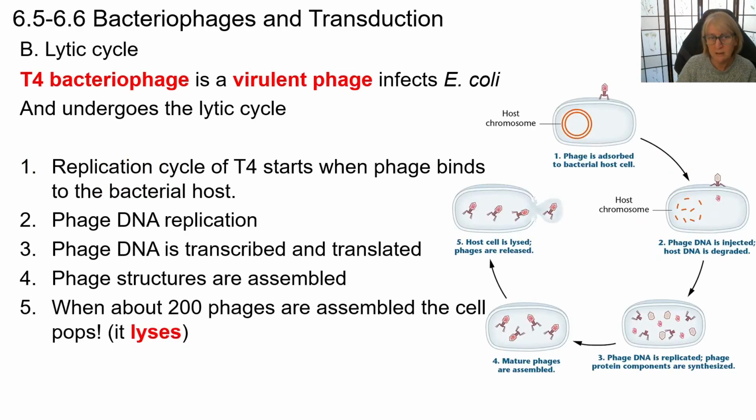The T4 bacteriophage is what's called virulent. It infects the E. coli, it undergoes the lytic cycle, and it kills the E. coli and makes new phages. It starts when the phage, so here's the phage right there. He's super cute. For a virus.